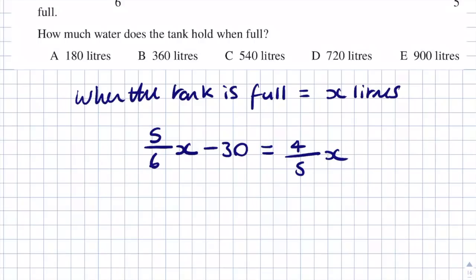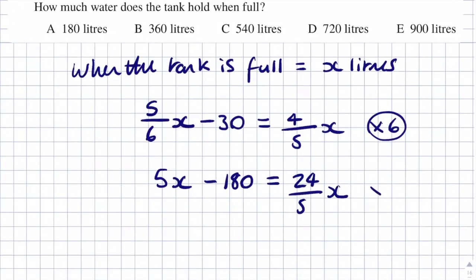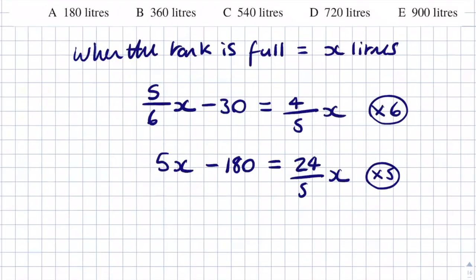Now we just need to solve for x. So what we can do is multiply both sides of our equation through by 6. So we're going to get 5x minus 180 is equal to 24 over 5 x. Now I'm going to multiply through by 5 to get rid of the 5 in the denominator. So I'm going to get 25x, and I'm going to get 180 multiplied by 5. 5 times 80 is 400, and 5 times 100 is 500, so that's going to be minus 900. And that's going to be equal to 24x.